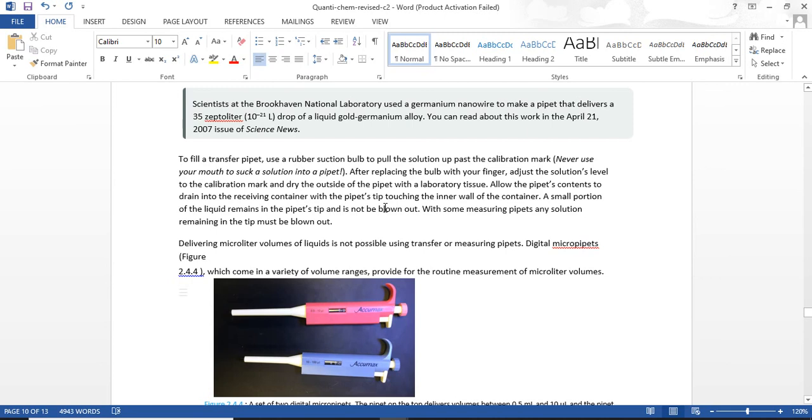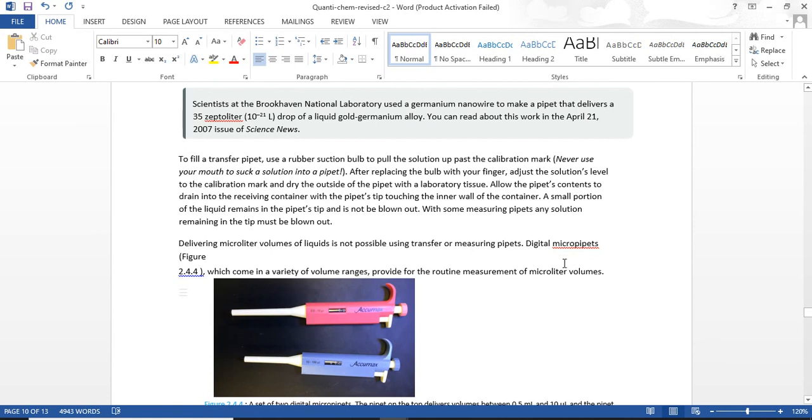After replacing the bulb with your finger, adjust the solution level with the calibration mark and dry the outside of your pipette with your laboratory tissue. Allow the pipette's content to drain into the receiving container with the pipette tip touching the inner wall of the container. A small portion of your liquid remains in the pipette tip and is not to be blown out. With some measuring pipettes and solutions, the remaining liquid in the tip must be blown out.